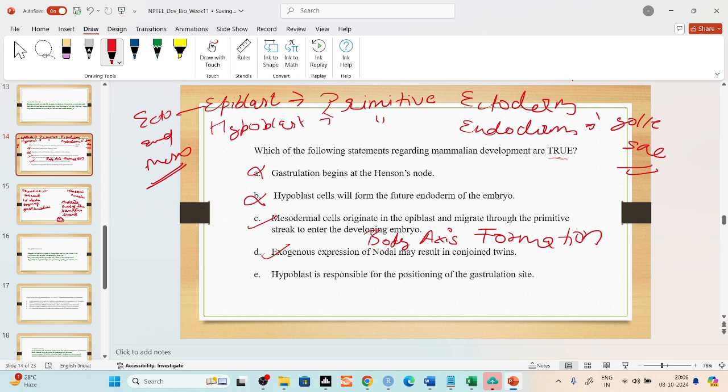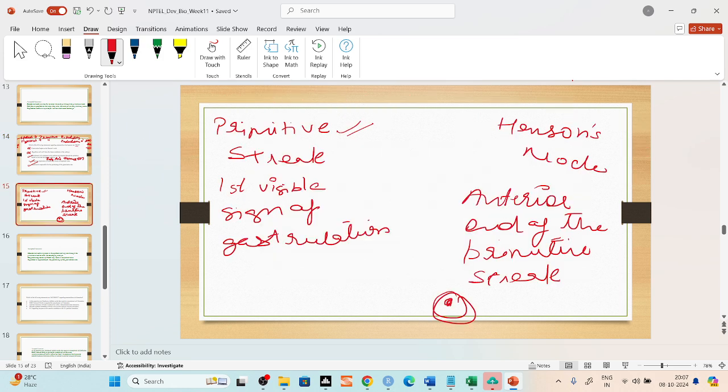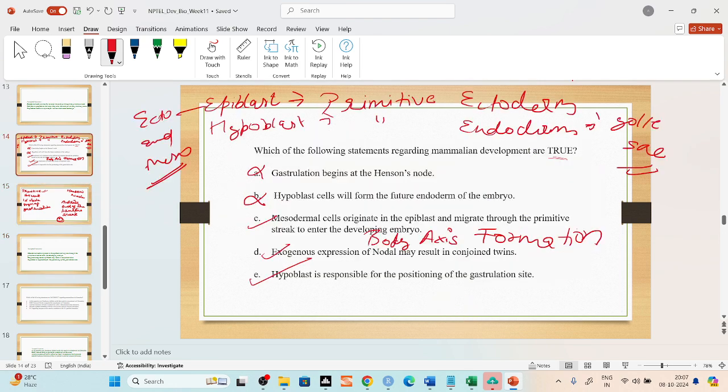Axis formation. Then your last statement is the hypoblast is responsible for positioning of the gastrulation site. Yes, it is also true. Hypoblast basically plays a role in positioning of the primitive streak, which in turn determines where gastrulation will occur. So basically, hypoblast positions your primitive streak, and when your primitive streak is positioned, then it will determine where your gastrulation site is. So then your last three statements are correct. C, D, and E are your correct statements.